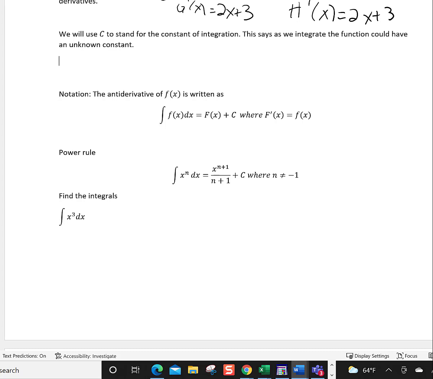Our first rule and our big rule is the power rule. We had power rules for derivatives, so now this is the power rule for integration.